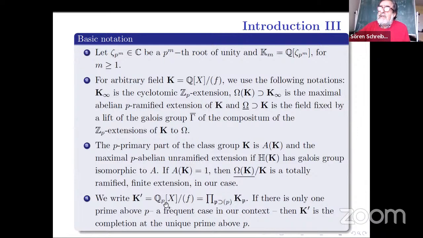Another construction that we need is a completion, K prime, I write, because index p is a bad thing in this context. Most of our extensions will have one prime above p, so this is an extension which has just a completion at one prime above p. In general, it's a product of completions at all the primes above p of your field.